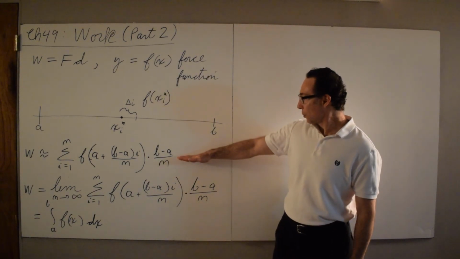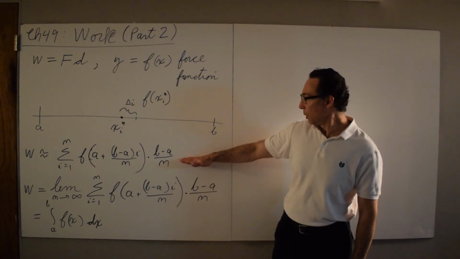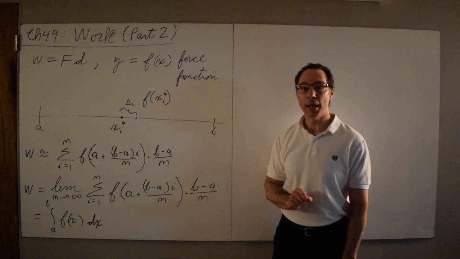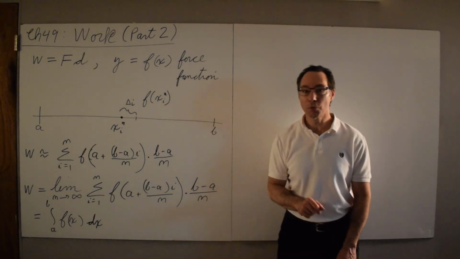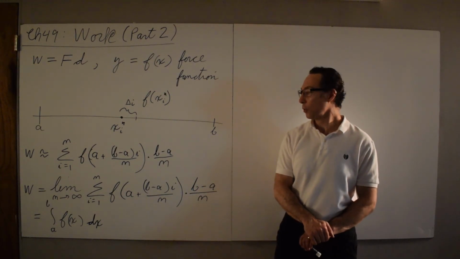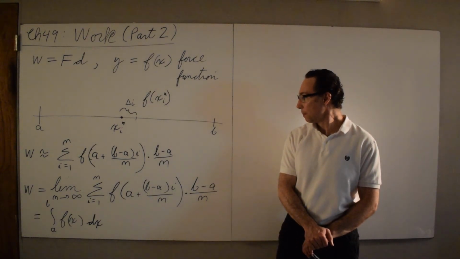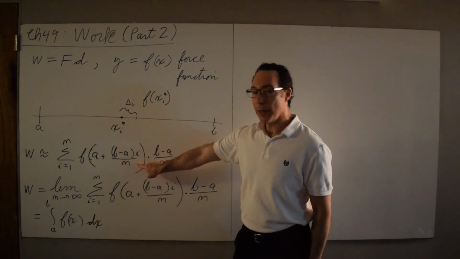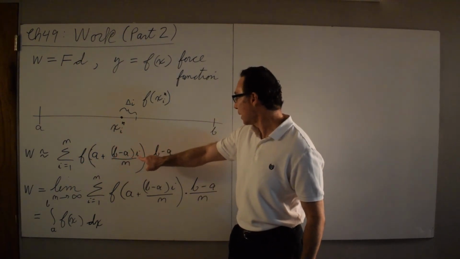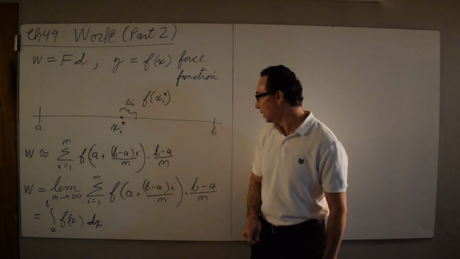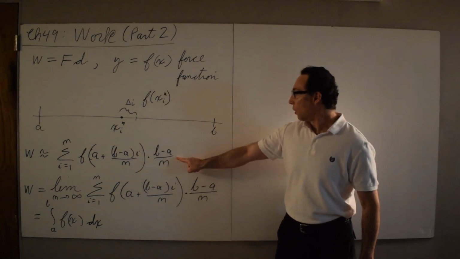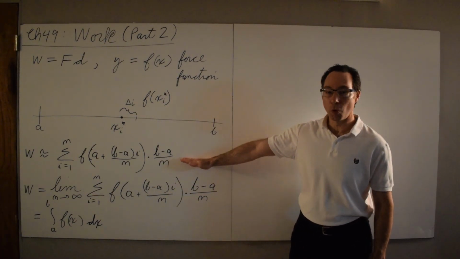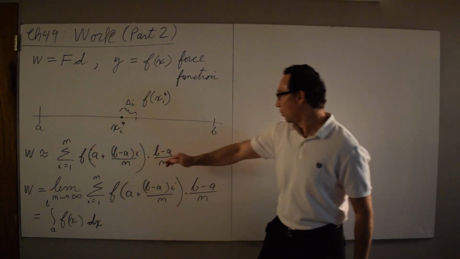And to make things a little bit nicer, let's choose the right endpoint of each subinterval, and let's choose our delta x to be b minus a divided by n. In other words, we're going to chop the interval AB into n smaller subintervals of equal length. So we calculate the force function at the right endpoint, which is a plus b minus a multiplied by i over n, and then we'll multiply by the length of the small subinterval. This is an estimation of the work. See, this is approximately the work.